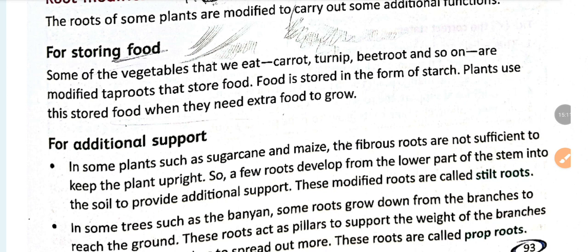Amazing, isn't it? Well, food is stored in the form of starch. Plants use this stored food when they need extra food to grow, when they grow suddenly at any moment. Hence, they just store the food so that if they need it, there will not be any less food left. And when they grow old, they're not able to get it. We humans could get it in the form of vegetables or fruits.